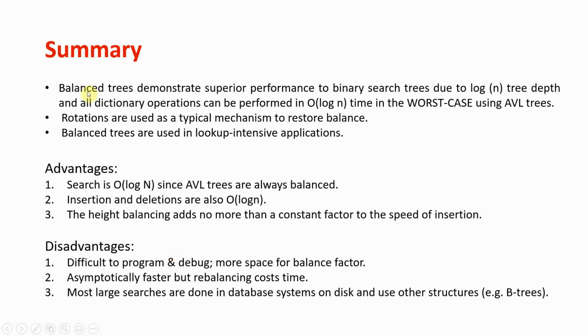As a summary, balanced trees demonstrate superior performance to binary search trees due to log n tree depth, and all dictionary operations can be performed in big O of log n in the worst case using an AVL tree. Rotations are used as a typical mechanism to restore balance, and balanced trees are used in lookup-intensive applications, right? Because we maintain the height minimum. It's a balanced search tree, and it's a binary search tree as well, so it's fully ordered.